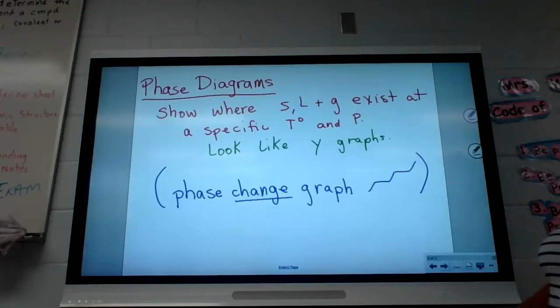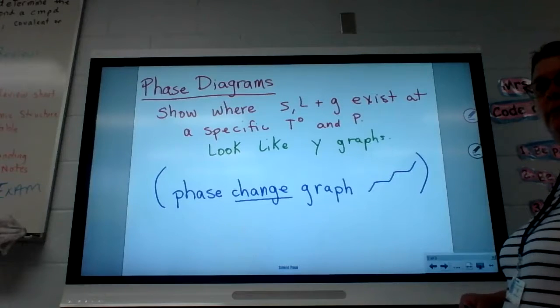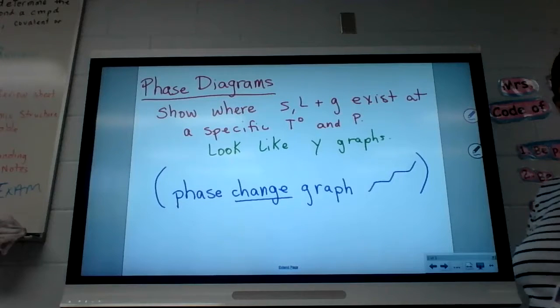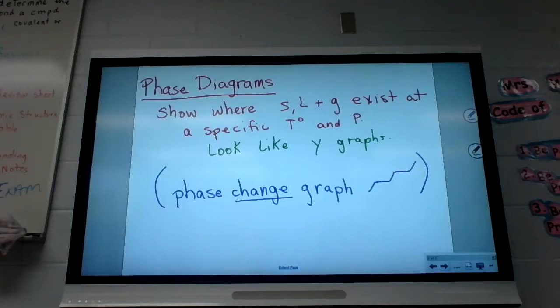Everybody got it? Wait. I didn't see that last part. The phase change, I better see it. You're right. Yeah, because it wasn't written on the board. I swear it is. You stay in the box.